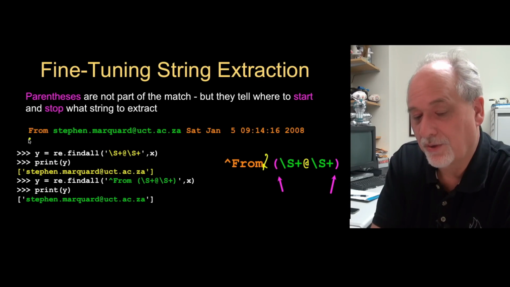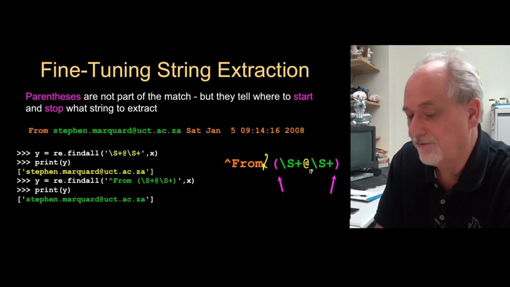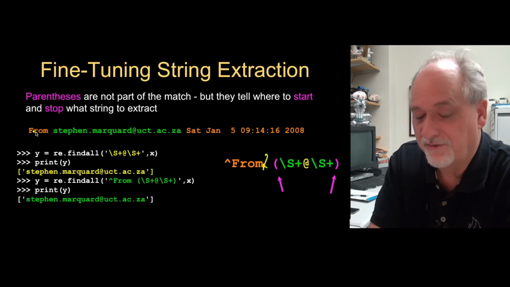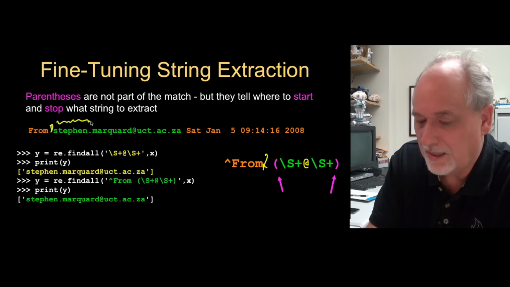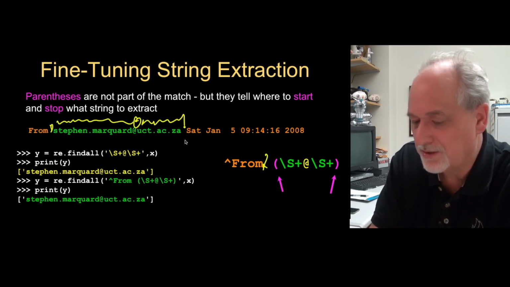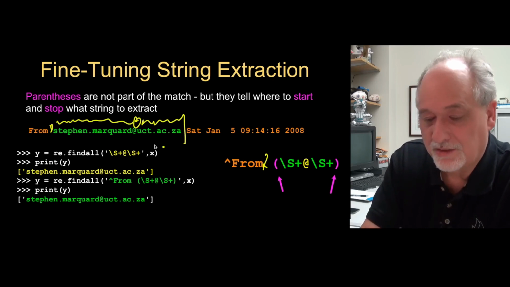So if there's no from, it's not going to be looking for that, right? It demands the from is here, so it matches that, and the space is demanded as well. And then it says, oh, non-blank characters, great. I got an @ sign, great. Non-blank characters, oops, stop there. And so this is what's going to match.